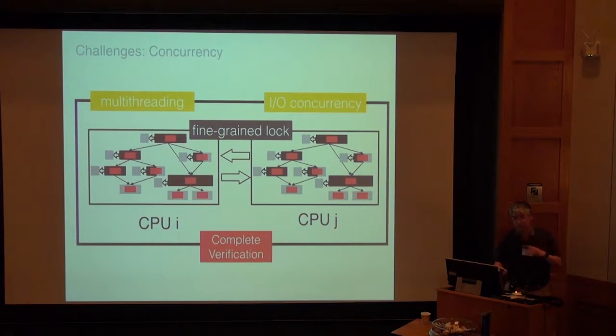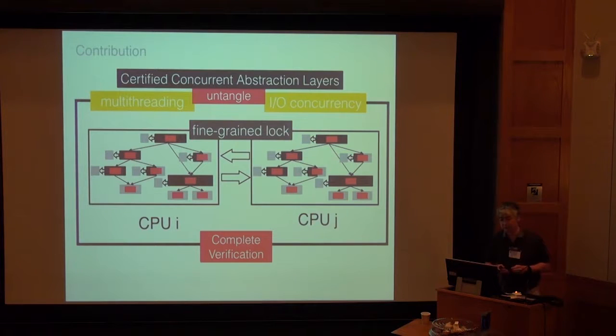So then you have to think hard about what kind of fundamental abstraction you are looking for when we look at any single piece of a code fragment or code component. So the idea is we use this thing called certified concurrent abstraction layer to try to untangle this mess.